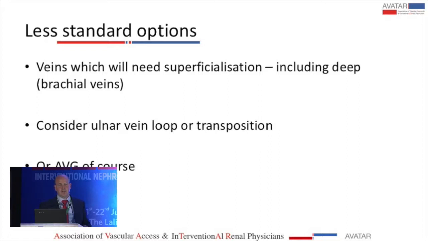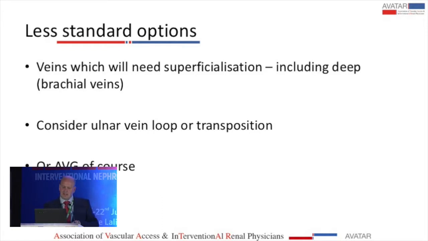And if you're unlucky, it will flick from one side. There are nearly always two brachial veins, and sometimes the dominant one switches halfway up the arm. So it'll go up the medial side and then flick across to the lateral and back to the medial. It can be awkward to dissect this out, and you end up with a vein which has got right angle bends in it, which is not ideal. But in some people, it can be the right option.